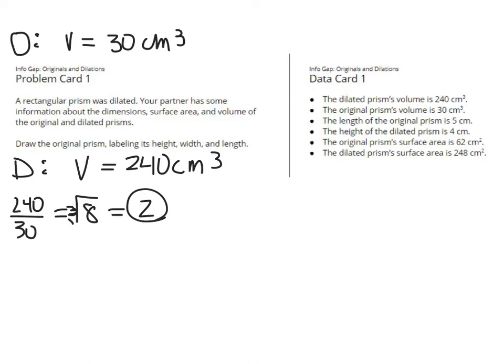The length of the original prism, this is a rectangular prism, is 5 centimeters. The height of the dilated prism is 4 centimeters. Whew, I'm not going to be able to draw.